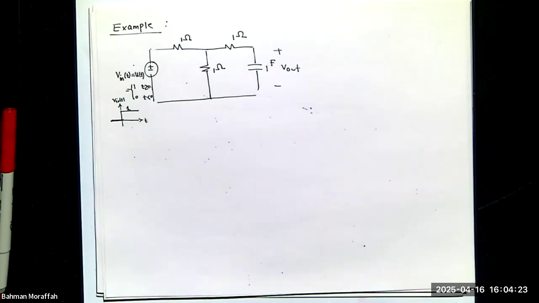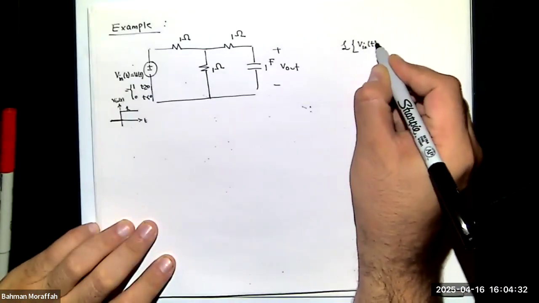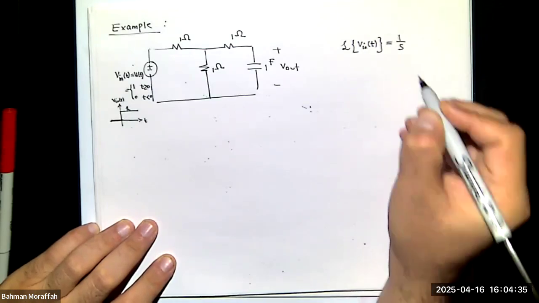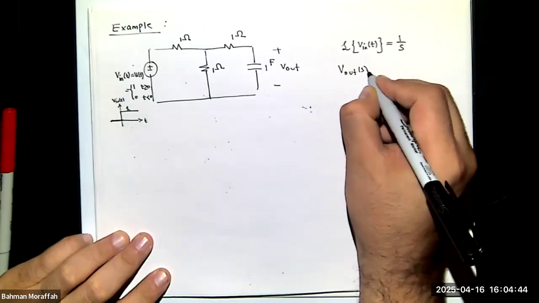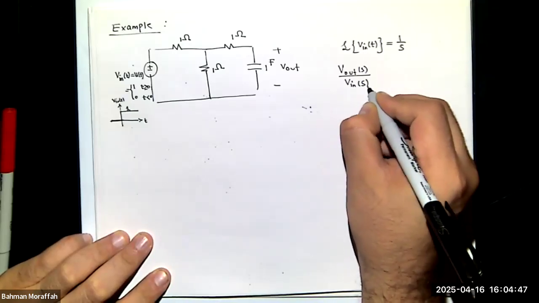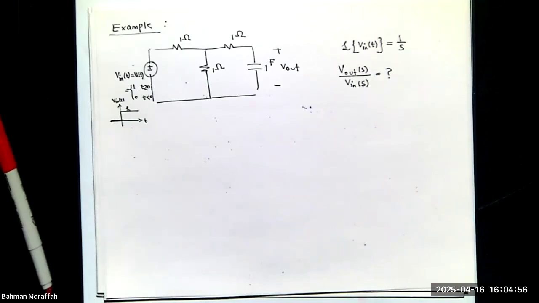Our concern is, what is V out over V in, right? And I'm going to tell you the Laplace transform of V in of t is 1 over s. Basically, if we go from time domain to the s domain, it is 1 over s, right? The question is, what is V out of s to the V in of s? And how can we plot it, right? How do we do this?